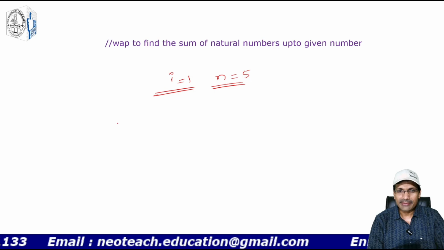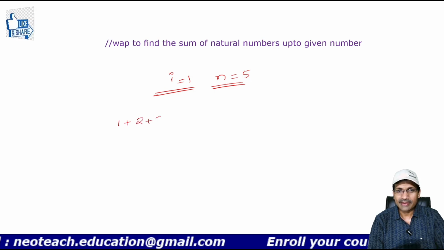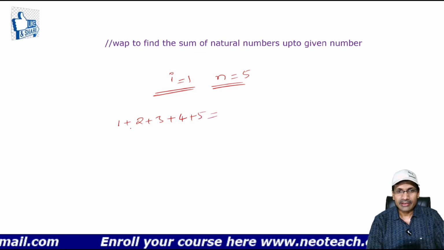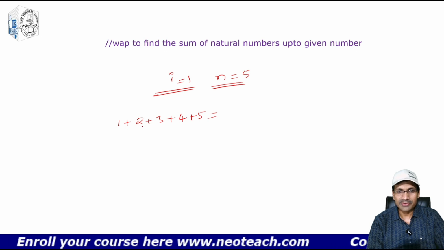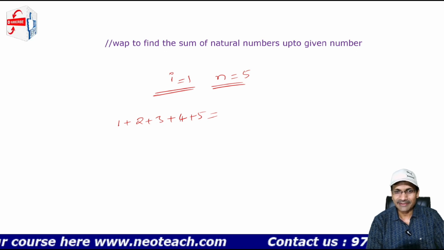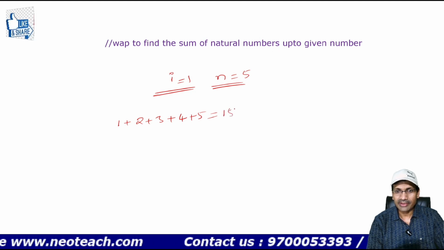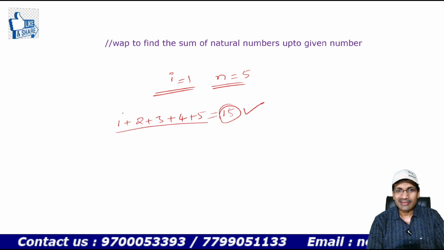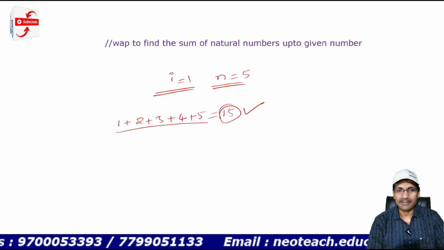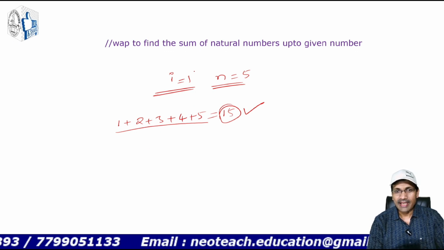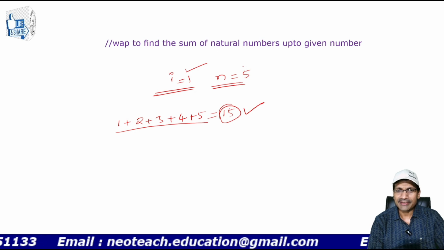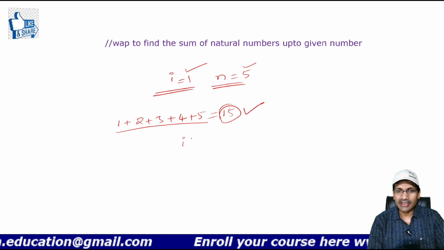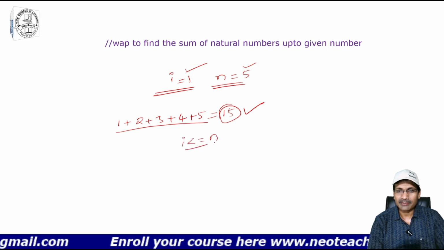Sum of natural numbers means 1 plus 2 plus 3 plus 4 plus 5, up to the given number. So how much? 1 plus 2 is 3, 3 plus 3 is 6, 6 plus 4 is 10, 10 plus 5, so a total of 15 needs to be the output. Like this, up to the given number, the natural sum is going to happen in this program. For that, as I said, the i value starts from 1, n is going to be given by the user at the time of running the program, and this program is going to continue while i is less than or equals to n, like the previous program.